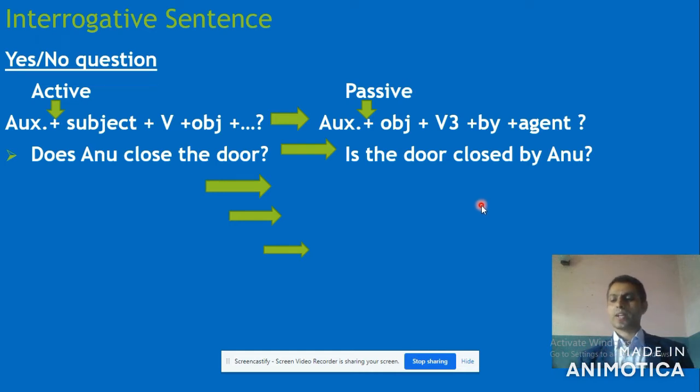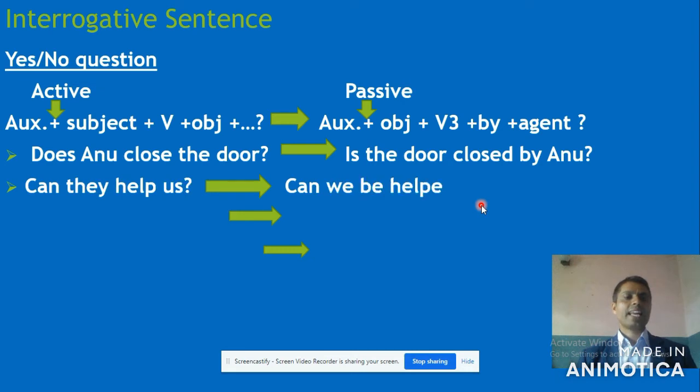Now look at the next one. Can they help us? Can we be helped by them? Yes. And you can also compare in the same way as you have done first. Look at here, next one.